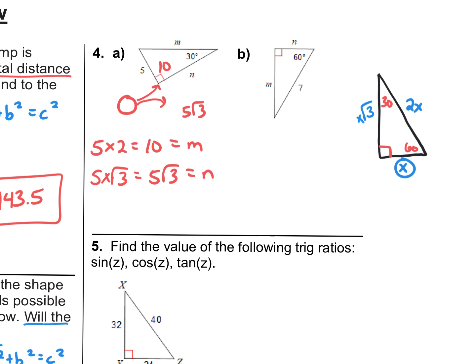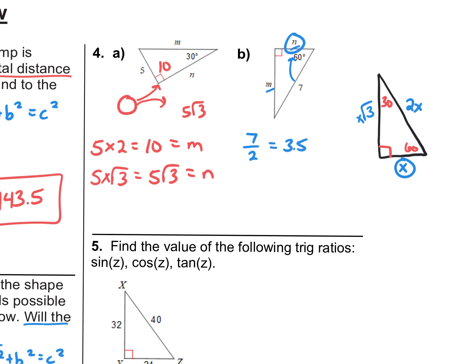Which one do I have to find first, M or N? I have to find N first. How do I go from hypotenuse to short leg? 7 divided by 2. Now, if you want to leave that as 3.5, I'm fine with that. But I do not want your radicals to be turned into decimals. Capiche? So if you had this as 3.5, I'm cool with that.